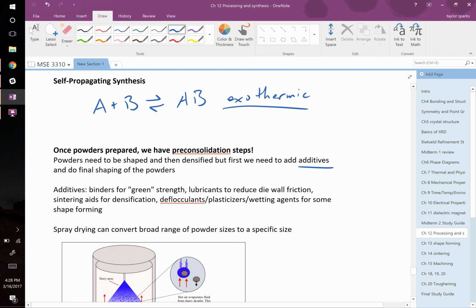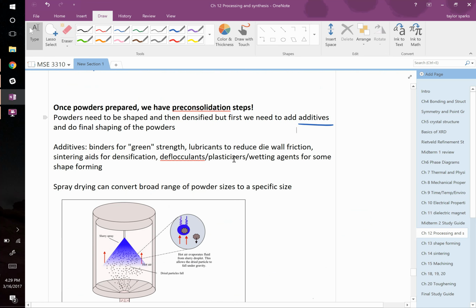So what sort of additives are we talking about? Well, you can add binders. Think of it like adding a little bit of honey to flour, right? If you tried to pack flour together, it's not going to stay together very well. But if you mix in a little bit of, say, honey or something, it might stick together really well. And anybody who's baked bread knows that there are these binders that we add to things to get the right consistency of really dry flour mixtures, right?